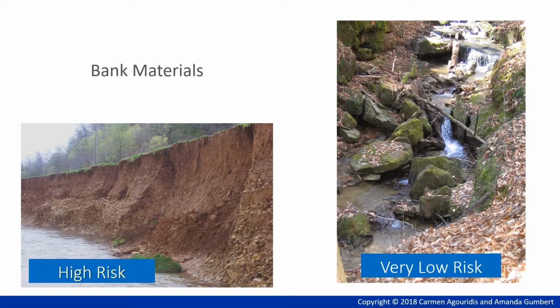The sixth variable to consider is bank material. The more erodible the soil, meaning the smaller and less cohesive it is, the greater the potential for the stream bank to erode. Banks that are comprised of sand and/or gravels will erode more easily. Bedrock and cobble banks erode very little because the material is difficult to move. Clay soils are cohesive, meaning the clay particles stick together and are less susceptible to erosion.